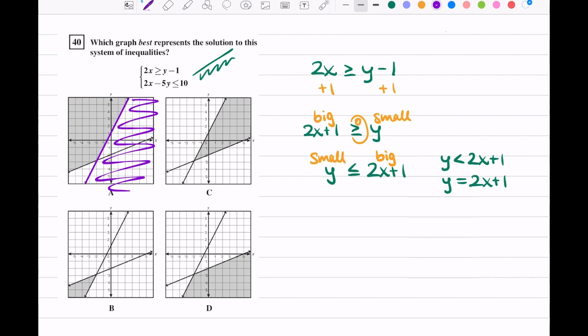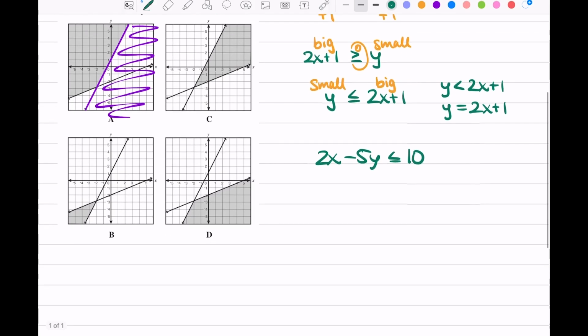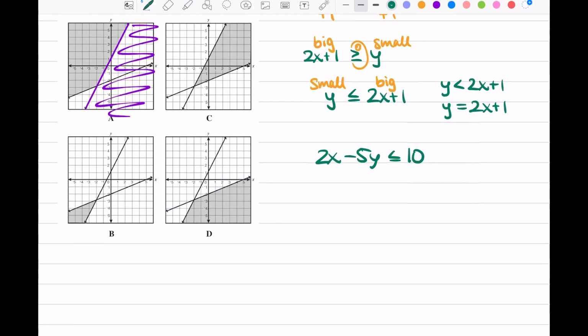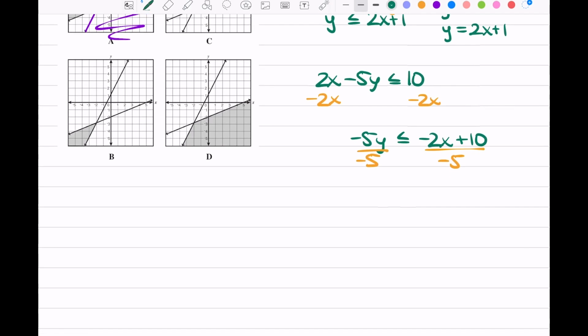And we have to go through the same process for the second one, and then see where those regions overlap. Our second inequality is 2x minus 5y is less than or equal to 10. Again, we're going to write this in y equals mx plus b. We'll start by subtracting 2x from both sides. That gives us negative 5y is less than or equal to negative 2x plus 10. We'll divide both sides by negative 5. And since we divided by a negative, we need to flip the inequality sign. So we have y is greater than or equal to.